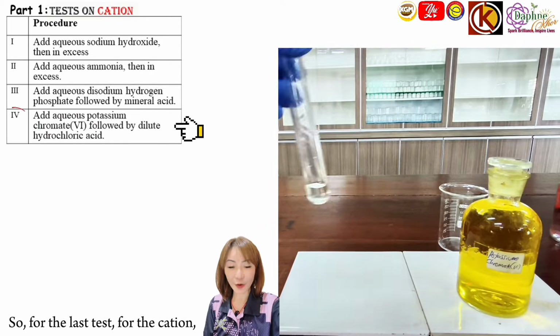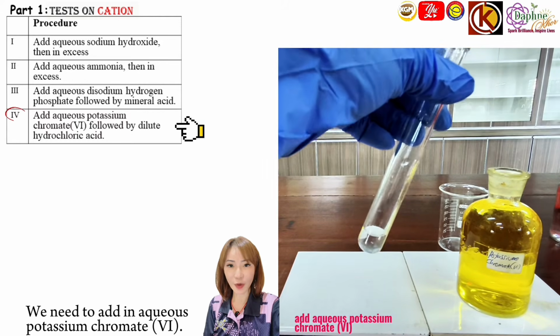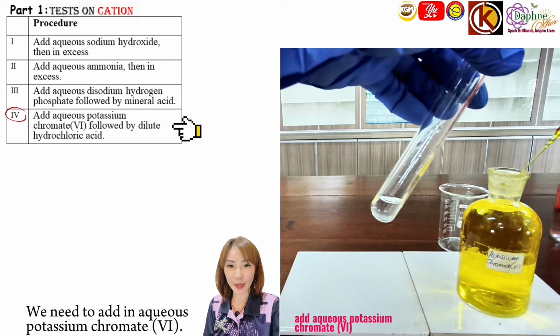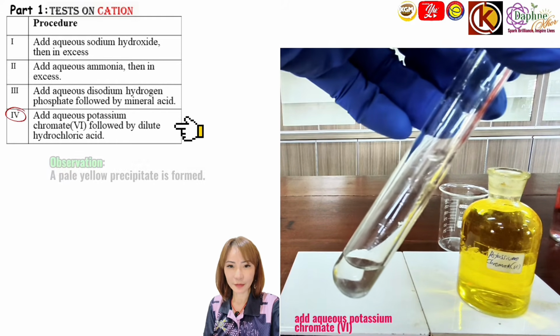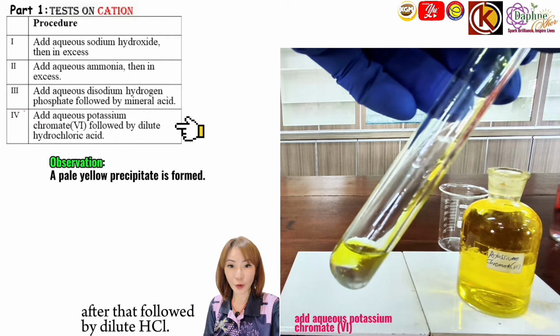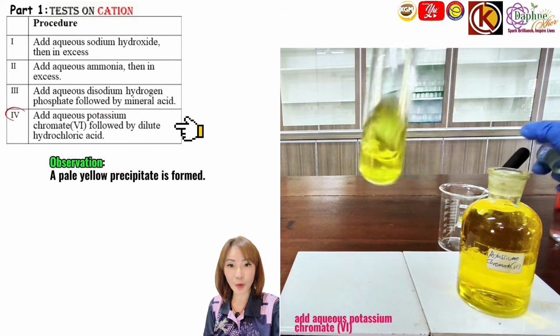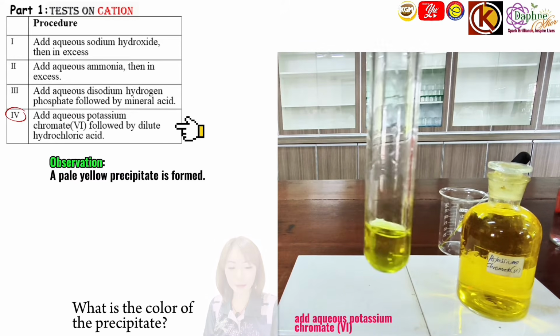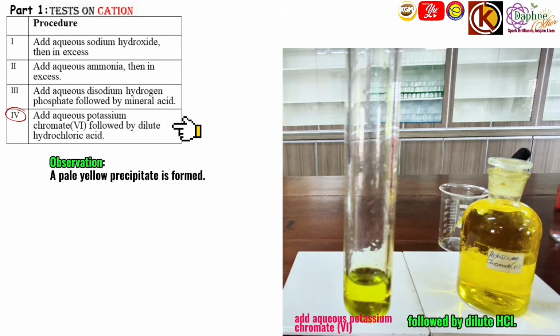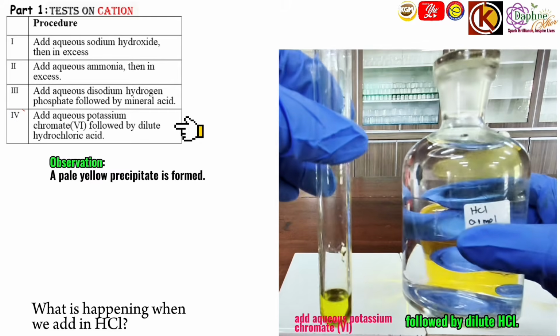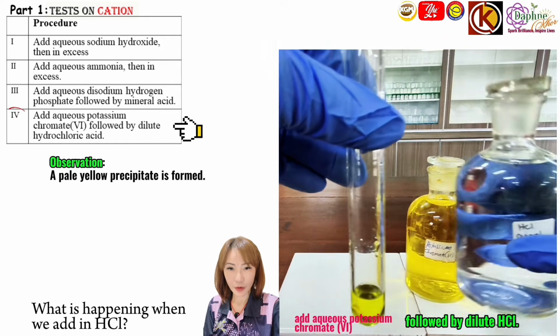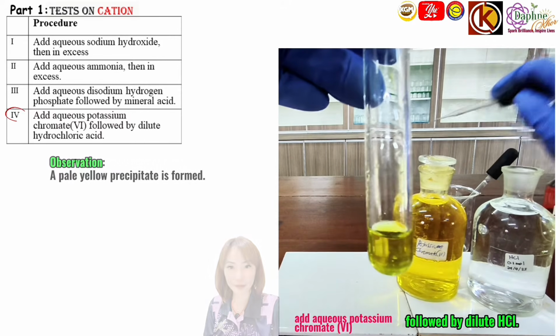For the last test for the cation, we need to add in aqueous potassium chromate(VI), followed by dilute hydrochloric acid. Is any precipitate formed? What is the color of the precipitate? What is happening when we add in hydrochloric acid?